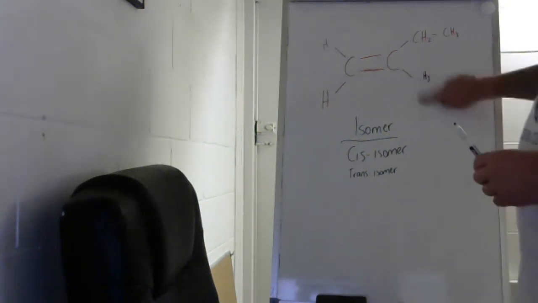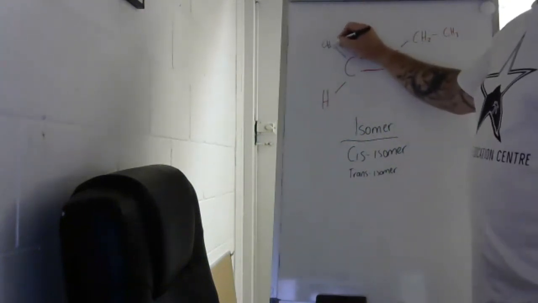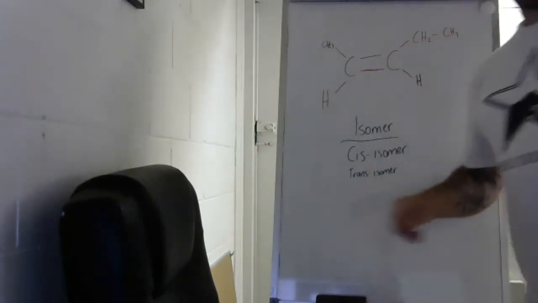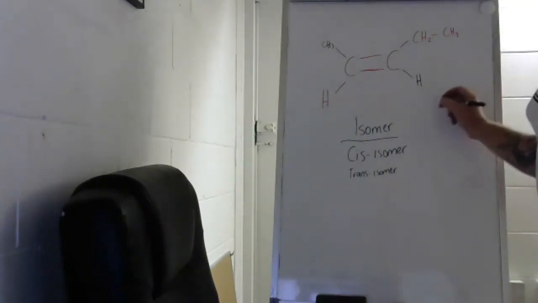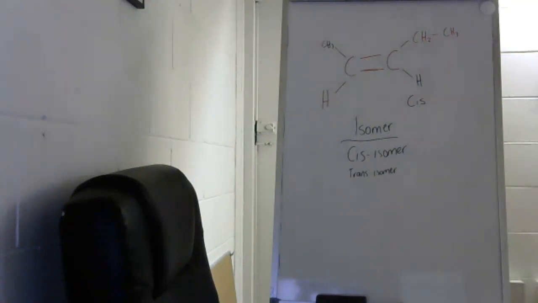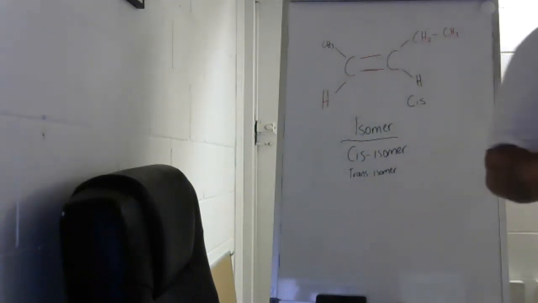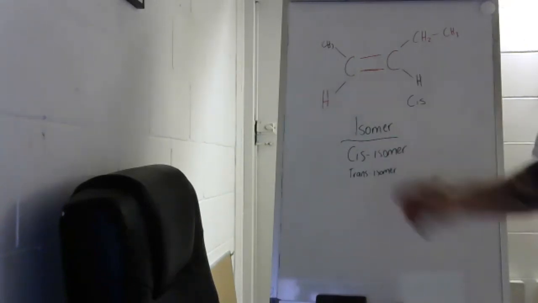So when we're naming these molecules that look like this, we start the name with cis. We know it's a cis isomer because both hydrogens are on the same side.